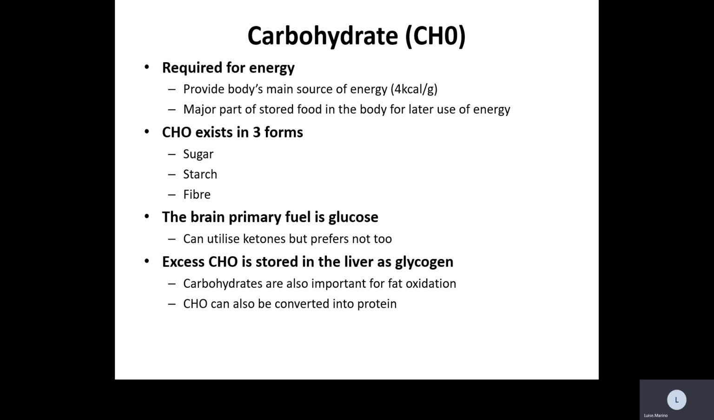The primary fuel of the brain is glucose. The brain can utilize ketones, such as if you were on a ketogenic diet or Atkins-style diet, but it prefers not to. Its most favored form of energy is glucose. So that's really important when we're thinking about whether carbohydrates are bad for you. Your primary energy source in your body is glucose.